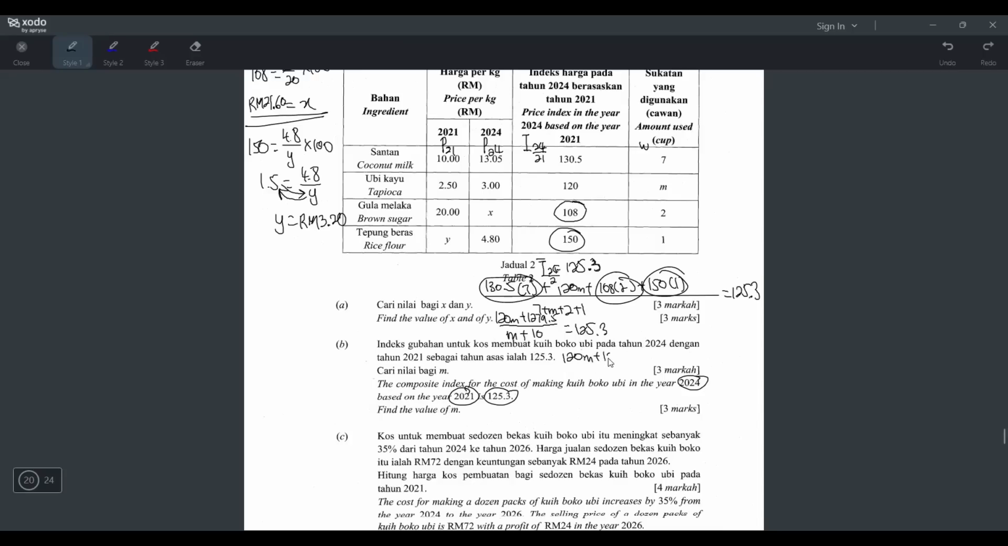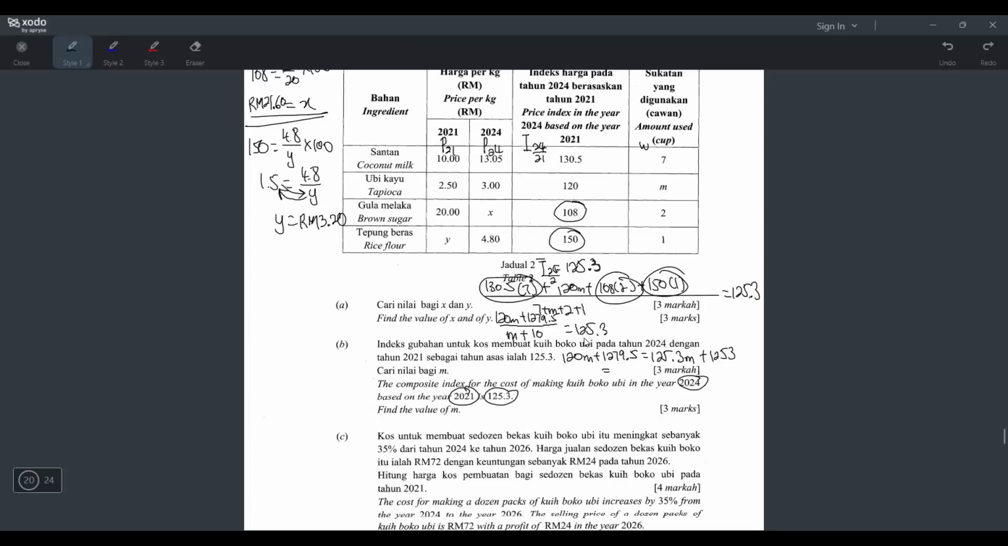120M plus 1279.5 equals 125.3 times M, which is 125.3M. And then 125.3 times 10 is 1253. Since I want to find M, I have to make it on the same side first. So I will move my M like this, because I want my M to be positive.